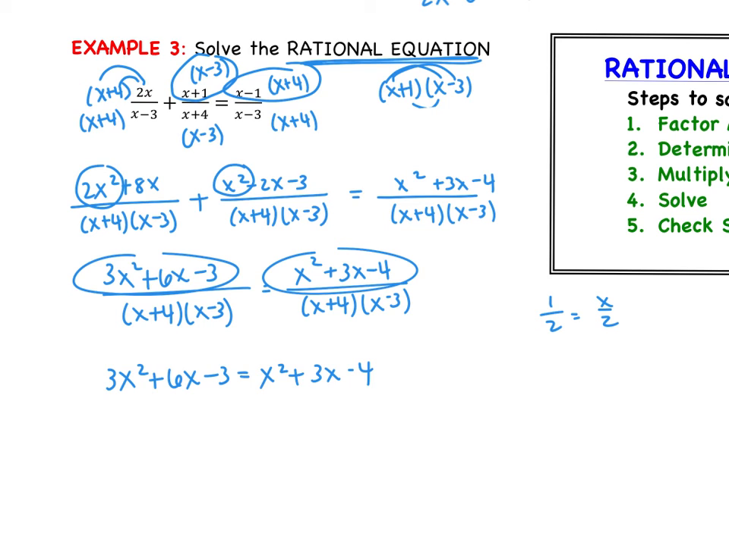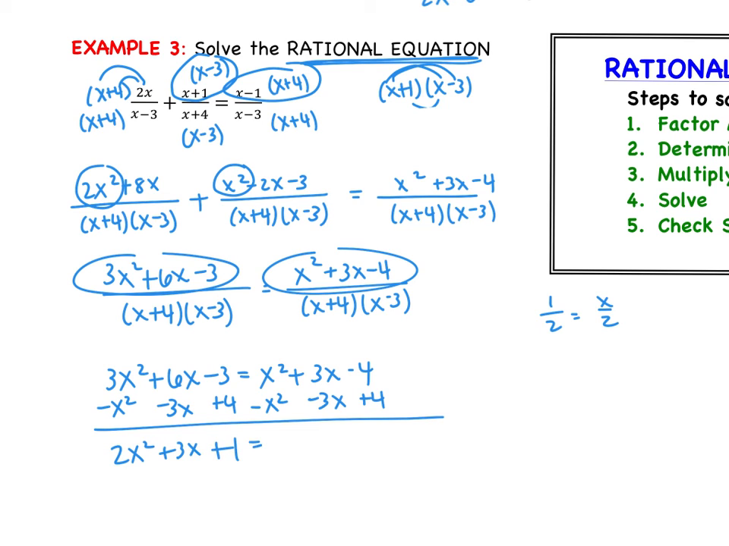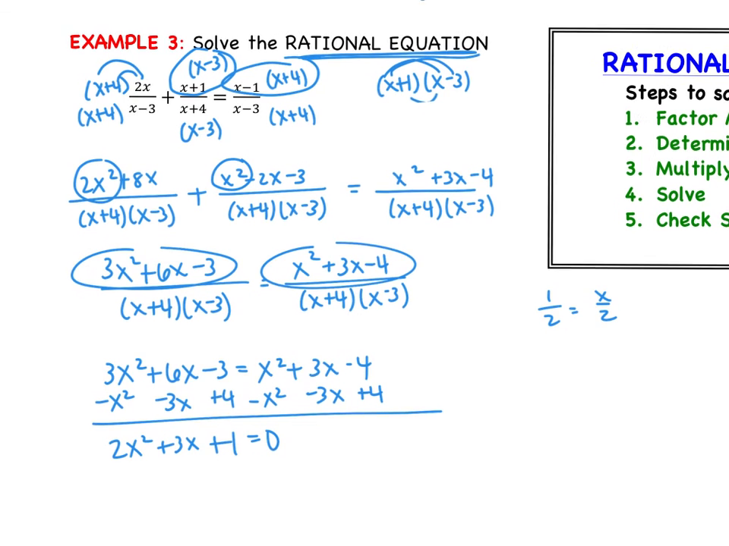Stick with me. We're going to be done soon. Move the x squared over. Well, you're moving everything over, actually. Three x squared minus x squared is 2x squared plus 3x plus 1 equals 0.